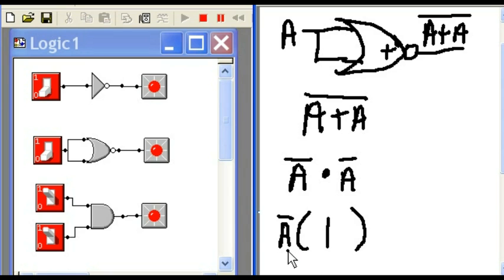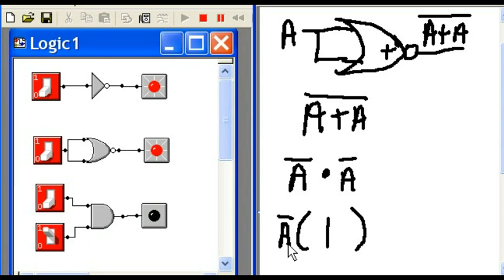Well, what happens if you AND anything with a 1? Let's go over here and find out. Let's say that A not is a 0. 0 and 1 is a 0. Hey, that's what was in A not to begin with. Let's change A not to a 1. 1 and 1 is a 1, which is exactly what was in A not.